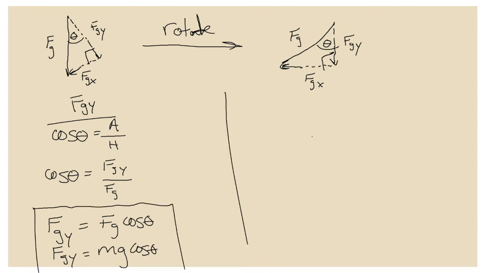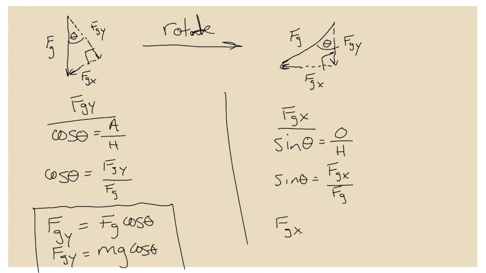Similarly, for FGX, now that component, FGX, is the opposite side of the triangle from that angle. And so when we take the sine of the angle, we have sine theta equals the opposite side over the hypotenuse. So that gives us sine theta is equal to the opposite side, FGX, over the hypotenuse, FG. And so when we solve that for FGX, we get FGX equals FG sine theta. Or if we want to be more particular, FGX equals mg sine theta. And now we can solve it whether we're given the mass or the weight.